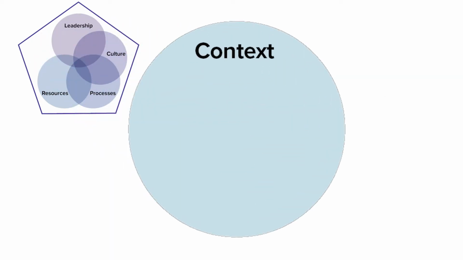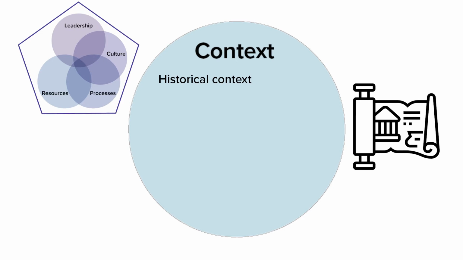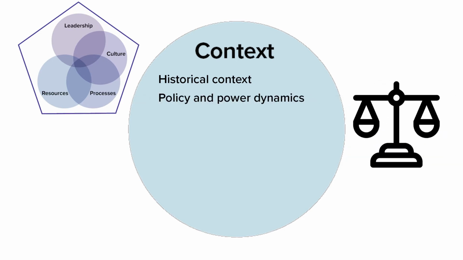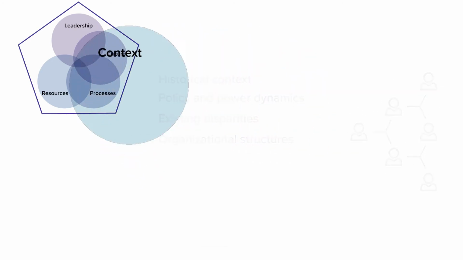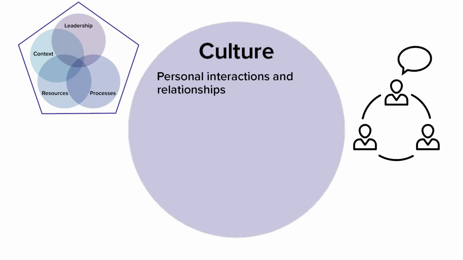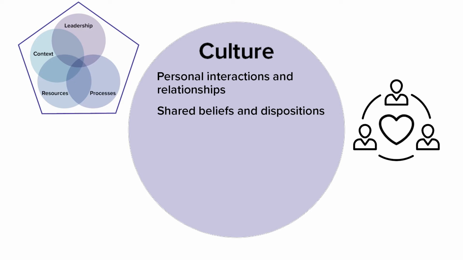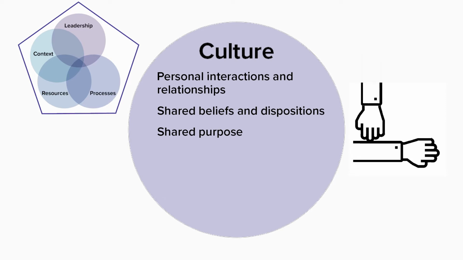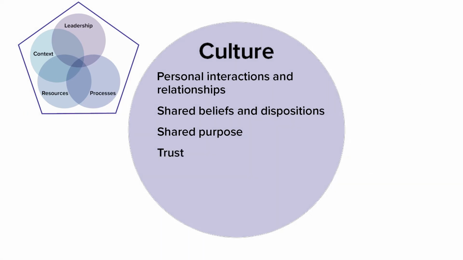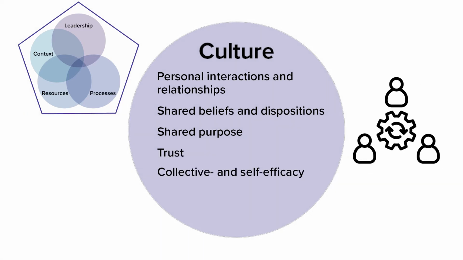Context refers to all of the contributing factors that make a particular system unique, including historical context, both implicit and explicit policy and power dynamics, existing disparities, and organizational structures. Culture refers to how people work together and interact with each other, as well as shared beliefs and dispositions. Some components of culture include developing a shared purpose, trust, collective and self-efficacy, and collaboration.